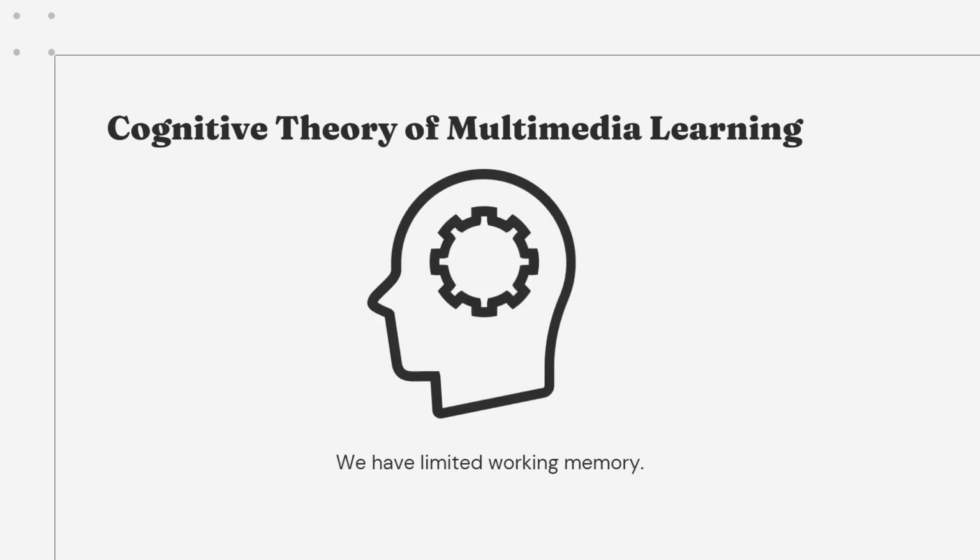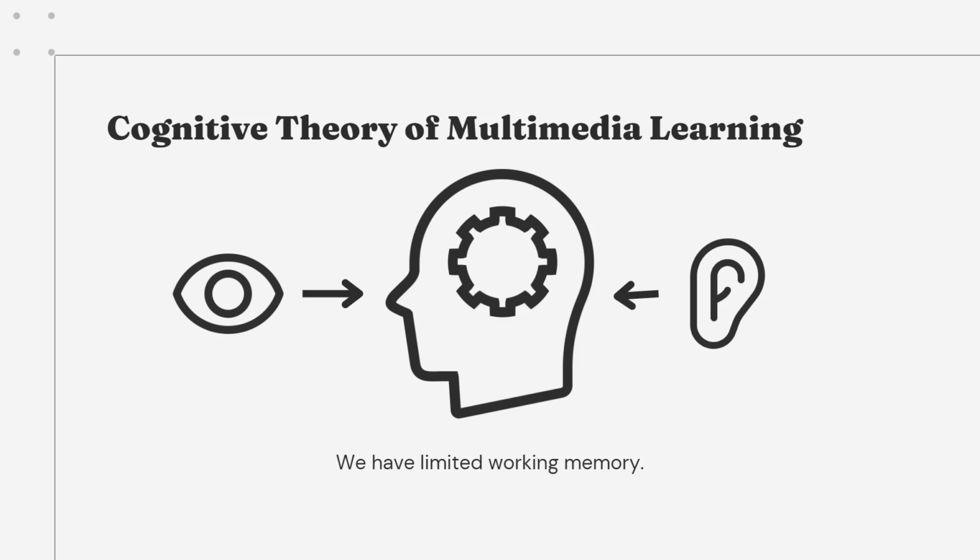Humans have limited working memory in each channel, which can be quickly overwhelmed if too much information is presented at once. If either channel is overloaded, it can impede learning because the brain cannot effectively process, organize, and integrate the information. So, for example, try not to bog down your presentation with too many visual elements or long, dense narrations.